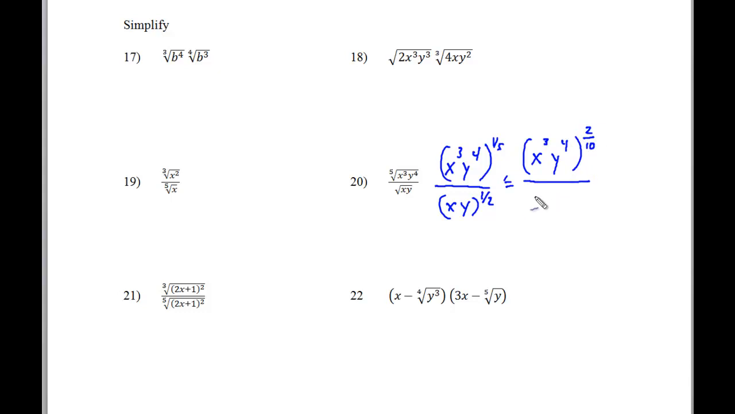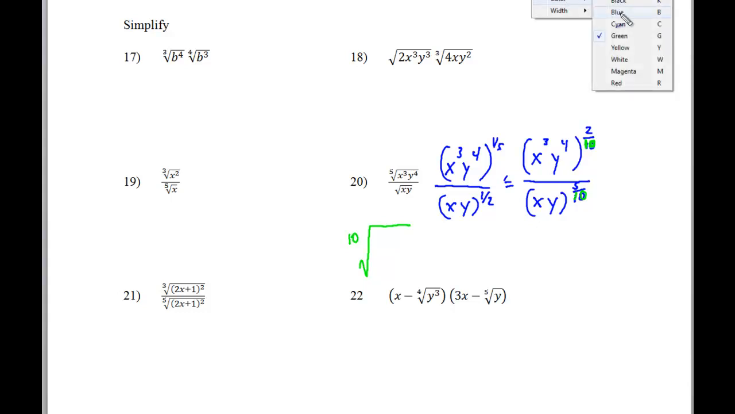Over, I'm going to have xy, 2 times 5 is 10. 1 times 5 is 5. So now, these are under the same denominator. And so I will do my color changing technique here to show you that I'm going to have the same base here. This is 10 and this is 10. So I can create the 10th root of whatever's left in blue.